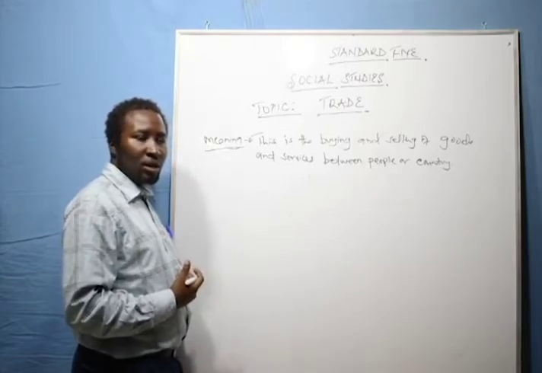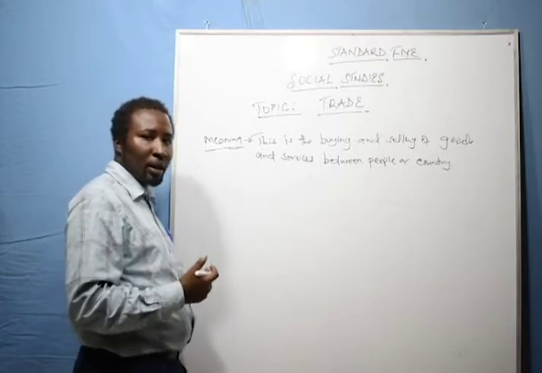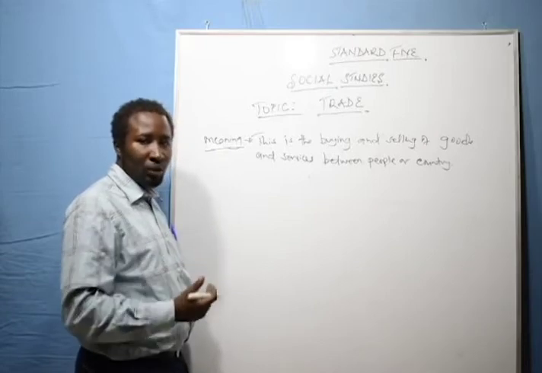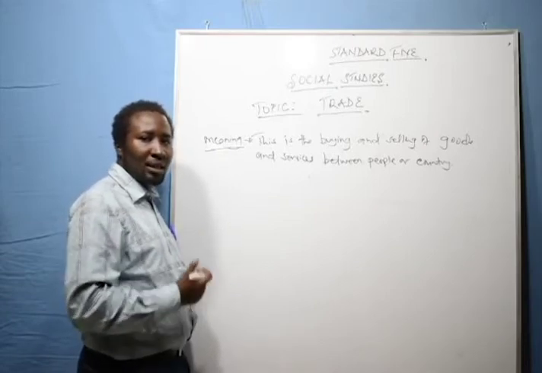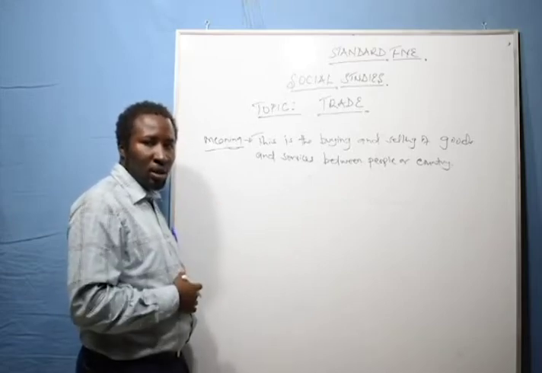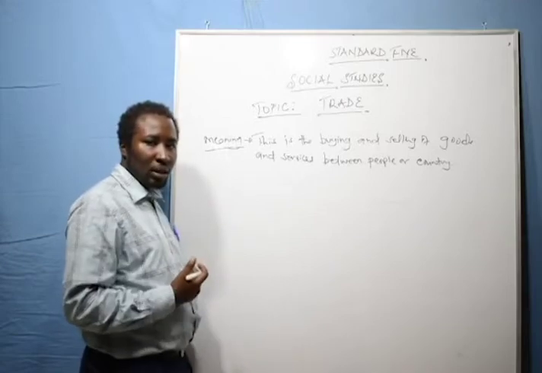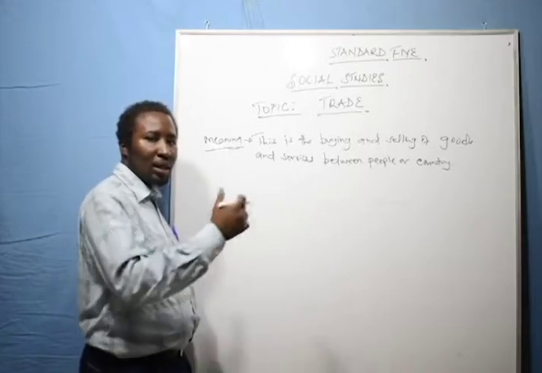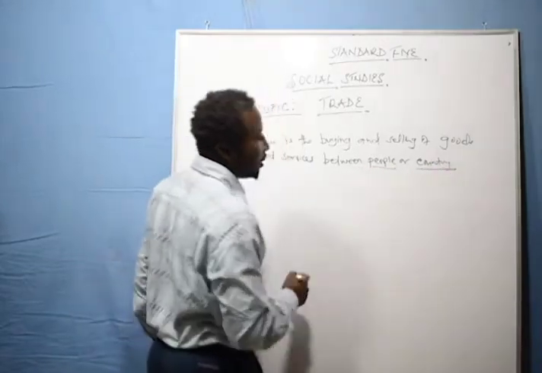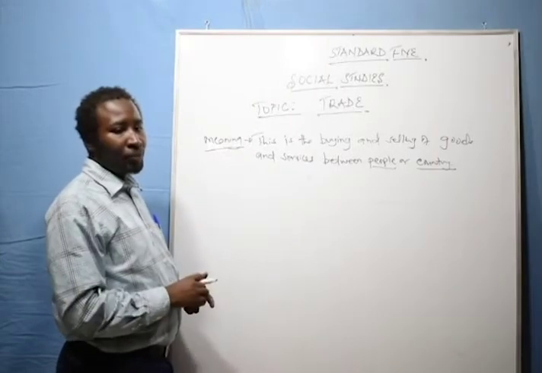This is whereby Kenya could sell what it has. For example, Kenya is known mostly for tea and coffee. So Kenya could sell tea to Uganda and probably buy foodstuff, like maize or potatoes that they grow so much in their country. So trade could be carried out between people and between countries. So that is where we talk about trade.